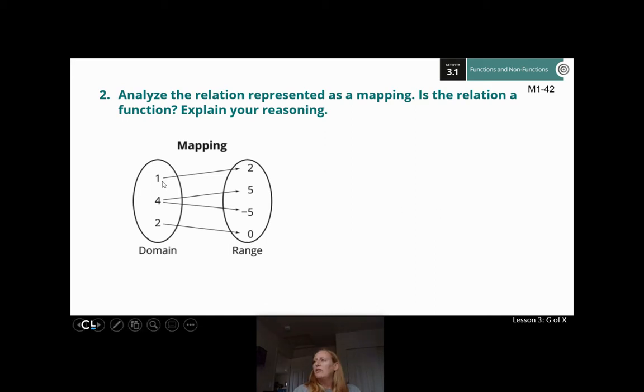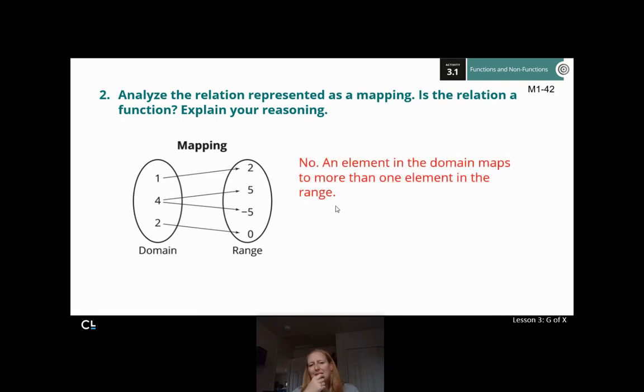So I'm noticing, okay, if I plug in a 1, I get a 2. If I plug in a 2, I get 0. But when I plug in a 4, I get 2 answers. I get 5 and -5. So this tells me this relation is not a function. I have an element in my domain that maps onto more than one element in the range. When I plug in a 4, I don't get exactly one answer. I get 2 answers. And that's no bueno, no good.